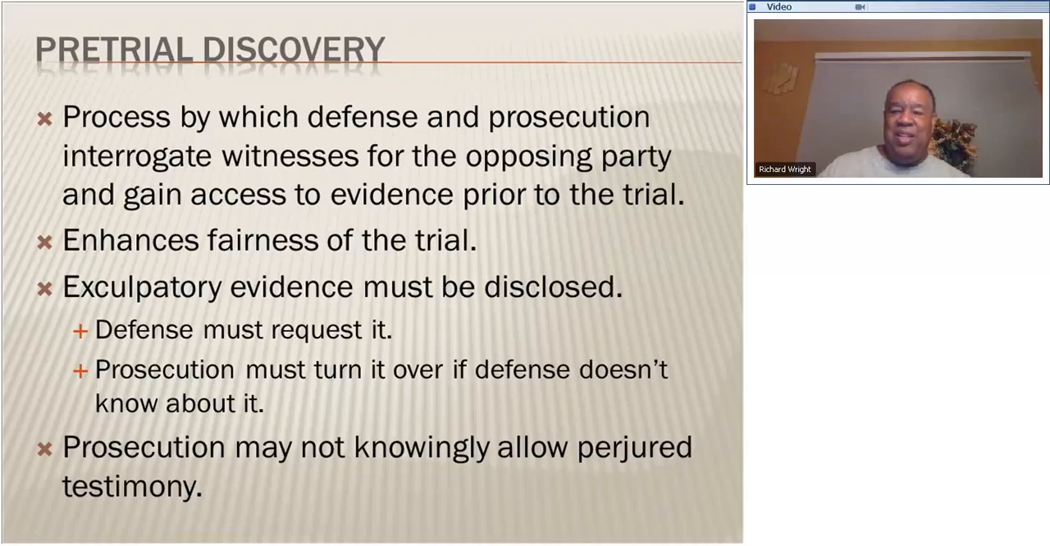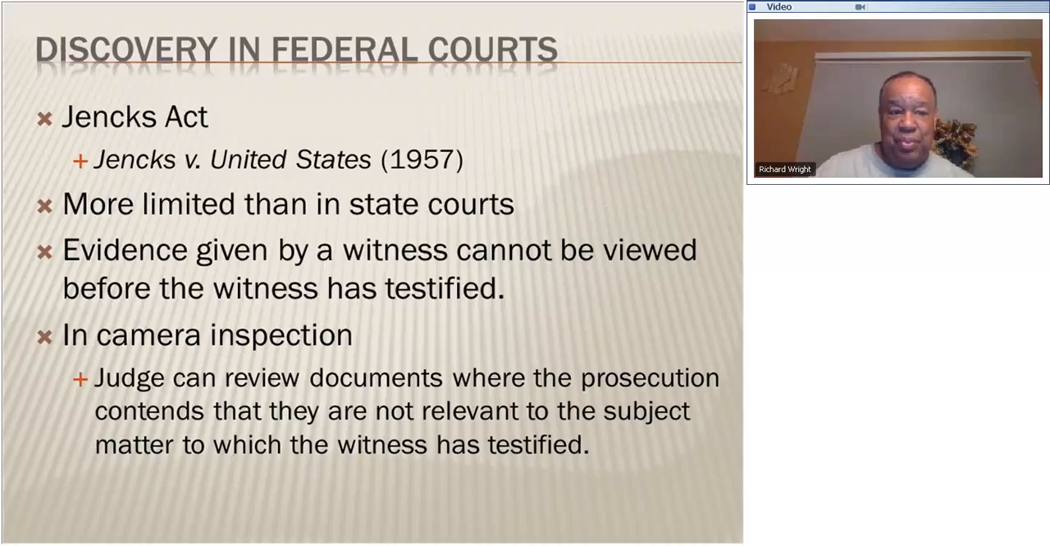Again, as I said, the all-encompassing discovery motion that we submit covers information that the prosecution knows at the time or comes to know at a future time. And so the prosecution must then turn it over anyway. The prosecution may not knowingly allow perjured testimony as well. If they know somebody's going to commit perjury, they can't accept them as a witness.